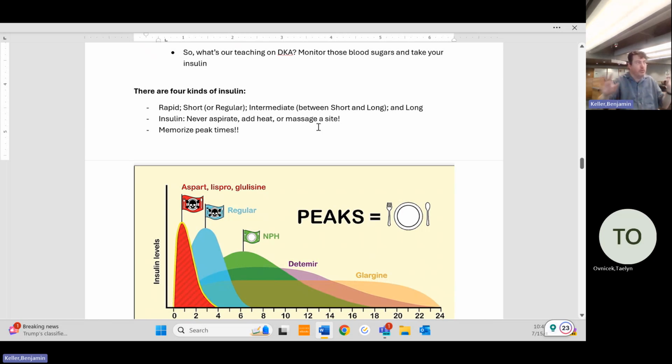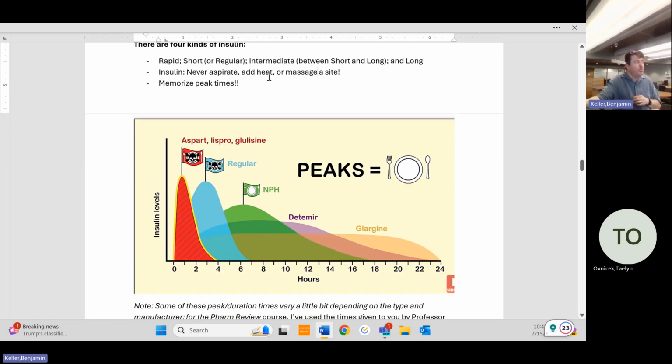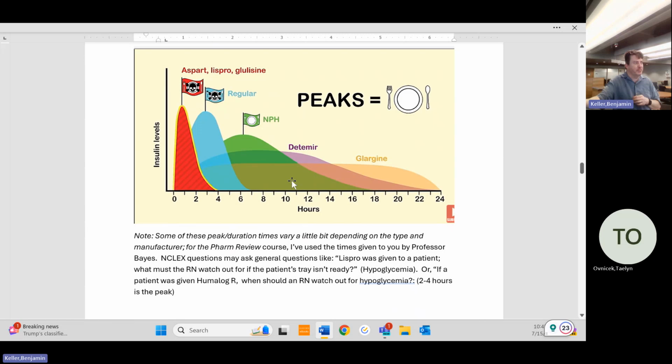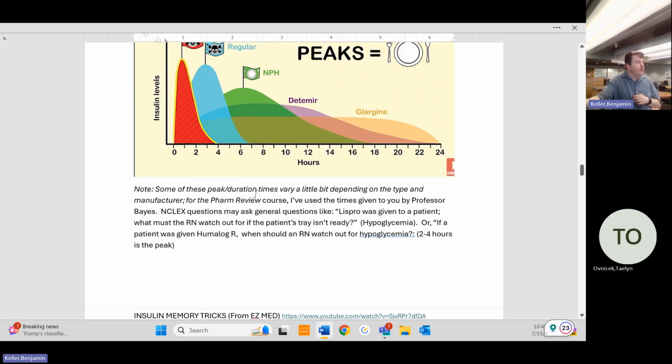You're like, no, don't ever massage your site after you give an injection. You do want to memorize your peak times. These will pop up on NCLEX questions. They'll probably pop up on your exam here too. So note these peak duration times vary a little bit depending on the type and the manufacturers.